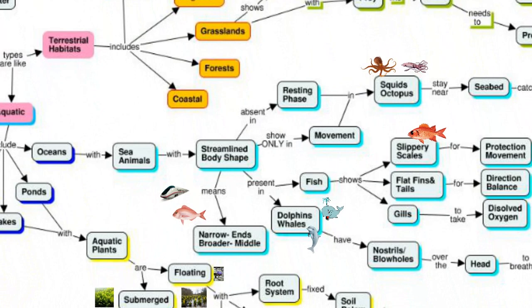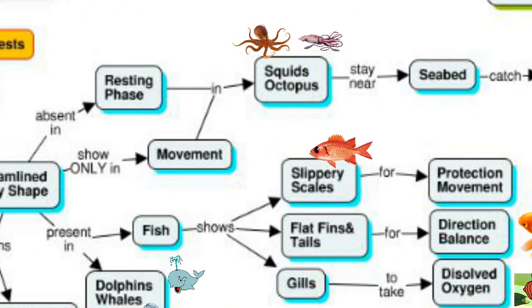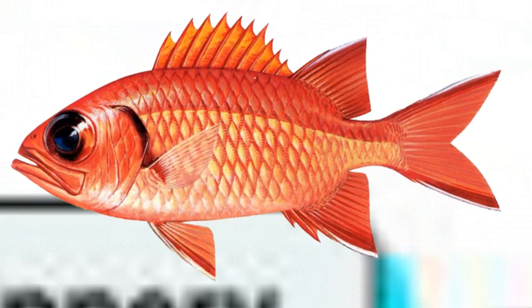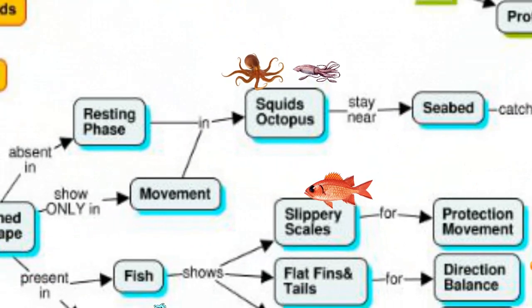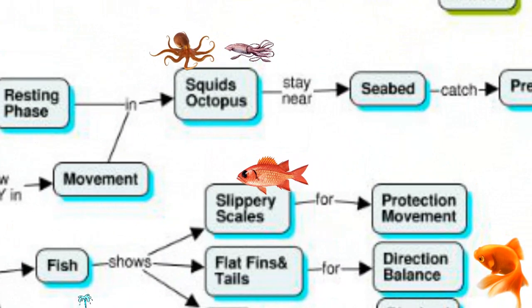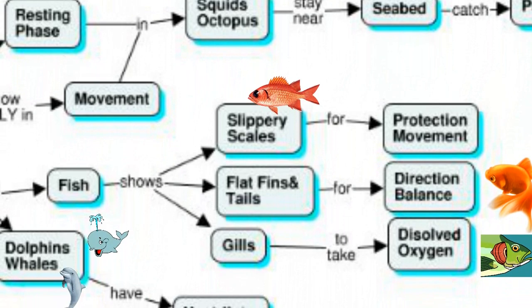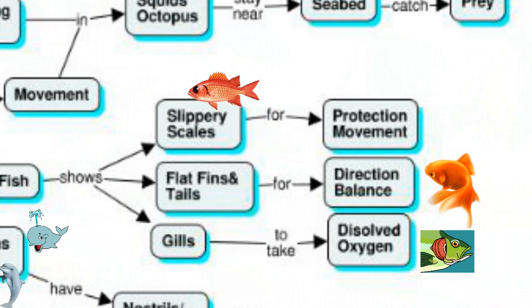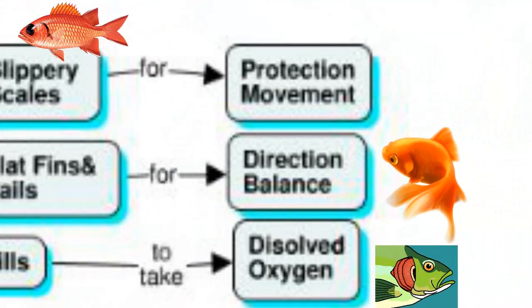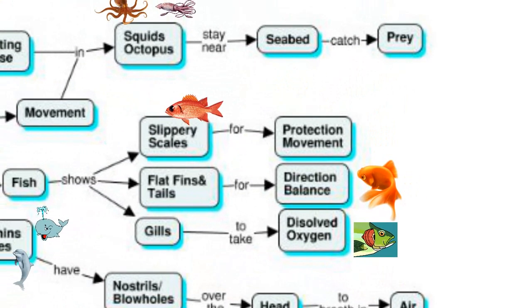First we'll talk about fish. Fish have slippery scales. If you try to catch one, it will slip out of your hand. For its protection, its scales are slippery, and it has flat fins and tails for balance and direction. And they have gills to take in the dissolved oxygen.